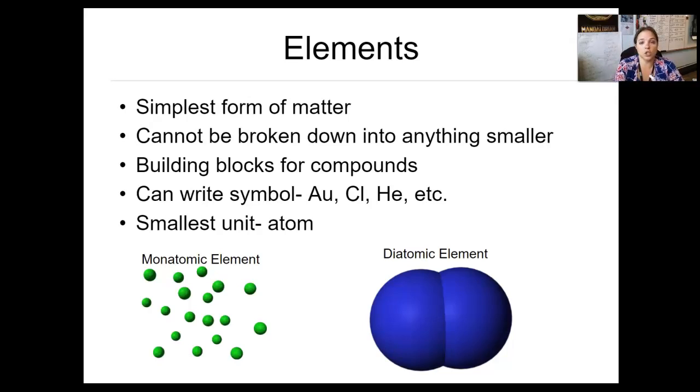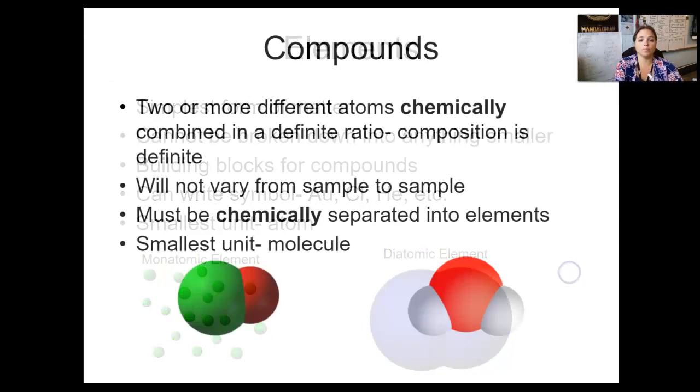The smallest unit of an element is called an atom. So right here, you see a bunch of dots, which are, in this case, considered an element. They're monoatomic elements. And then you see this one right here. These are two atoms of the same type together, and they're called a diatomic element. We'll get into those when we get into the periodic table, but there are diatomic elements.